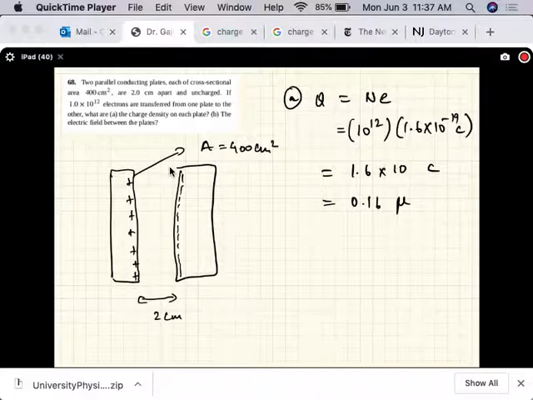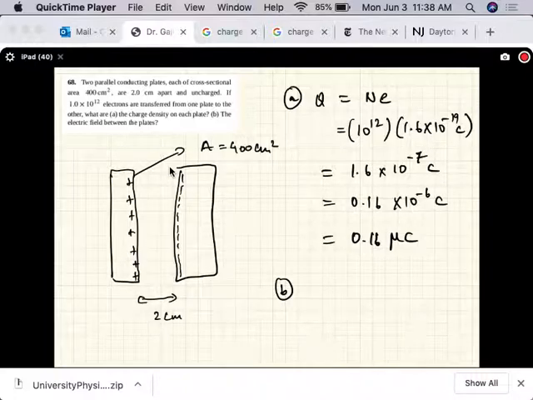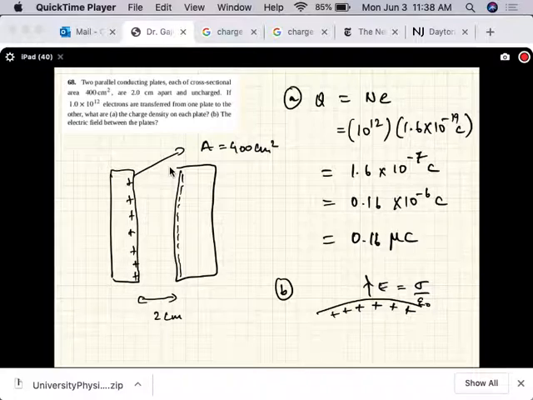All right. 10 to the minus 7, and so this works out to 10 to the minus 6 coulombs, 0.16 microcoulombs. Now, part B, we want to find the electric field due to these plates. Let me remind you, you guys can check your notes: on a conductor, all the charge resides on the surface. Close to a conductor, the electric field is perpendicular to the surface, and this electric field is the surface charge density divided by epsilon naught. So we'll use that for finding the electric field between the plates.